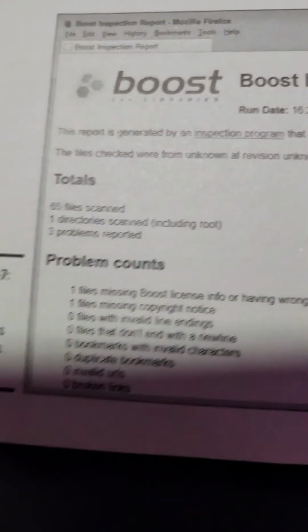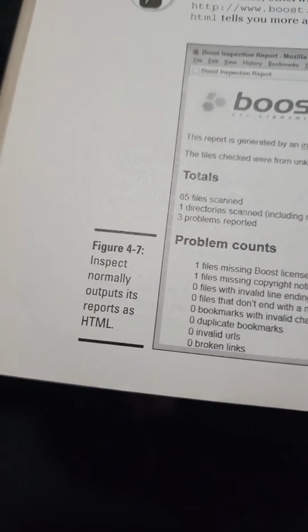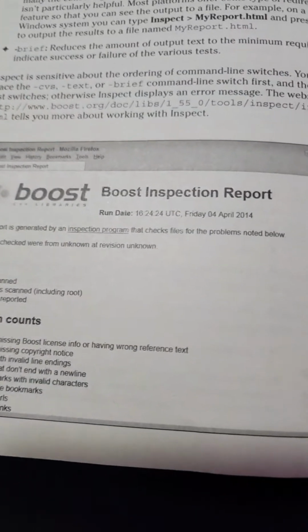Figure 4-7 shows a typical report. Click on a link to see details about a particular test and the license status of each file within a particular directory. Okay, so figure 4-7: inspect normally outputs its report as HTML. So that's your Boost inspection report. This is HTML. Here's what you see on the web pages.